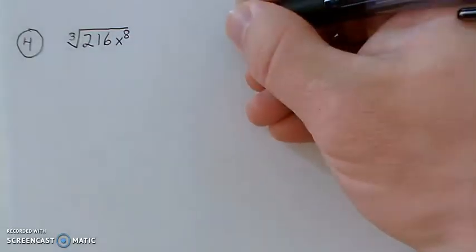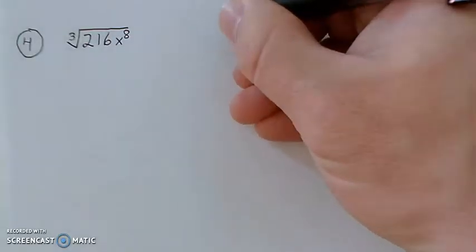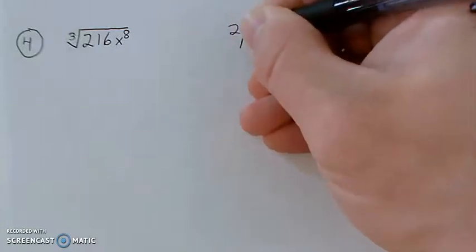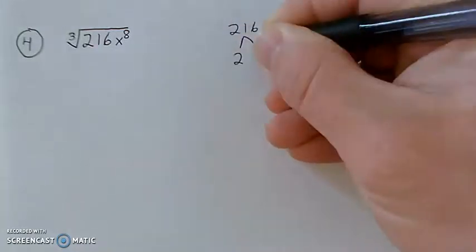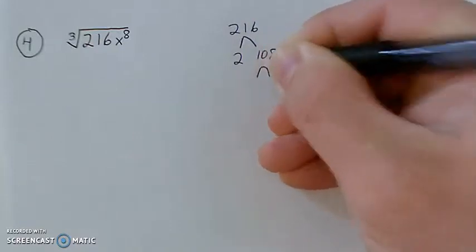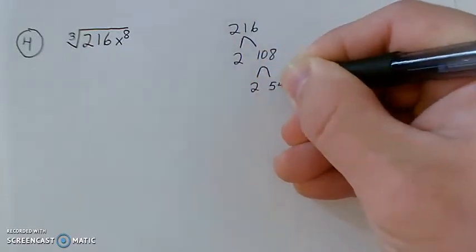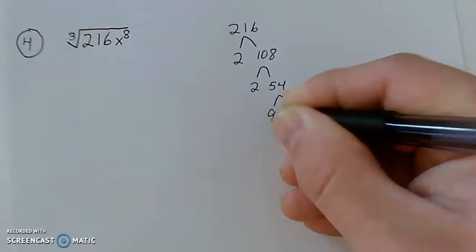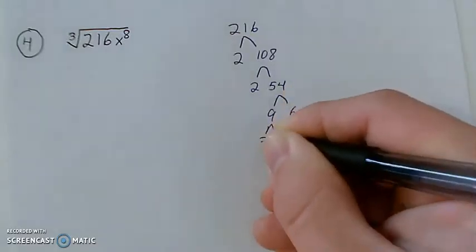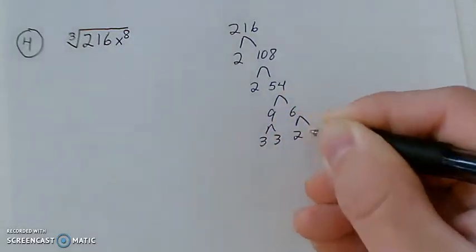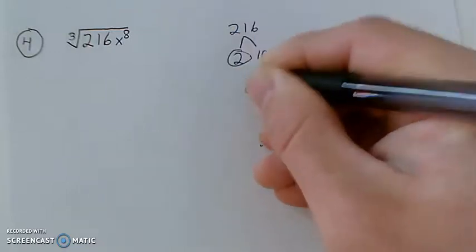So the fourth of 10 problems, by the way, is what I'm showing you on this video. We're going to have the cube root of 216. So with 216, I'm going to make the prime factor tree. I know 2 goes into it 108 times. I know 2 goes into that 54 times. For 54, I know that's 9 times 6. 9 is 3 times 3, and 6 is 2 times 3. So here's my prime factors.